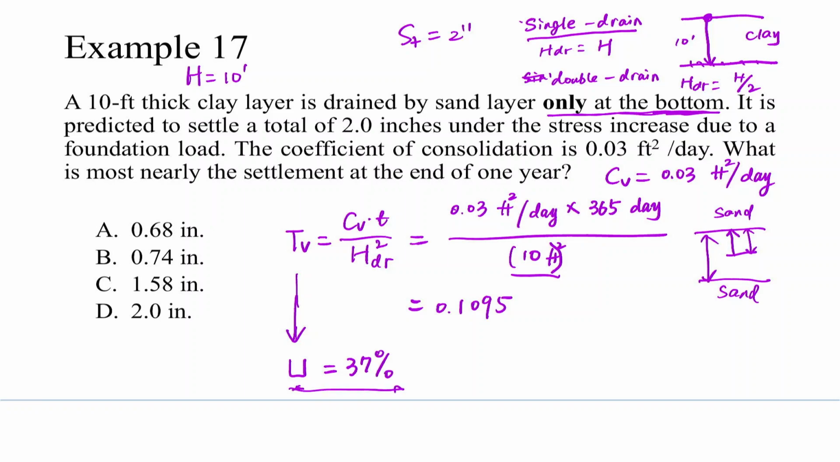If you recall, the definition of U is essentially the settlement right now, or the settlement at the end of 1 year, over the total settlement. That means your settlement right now is 37% of the final 2 inches. So your S is 0.74 inches. After a year, the soil settled about 0.74 inches. So that's it for example number 17.